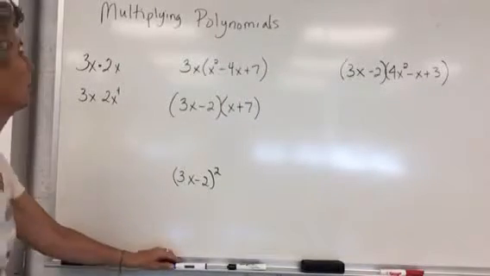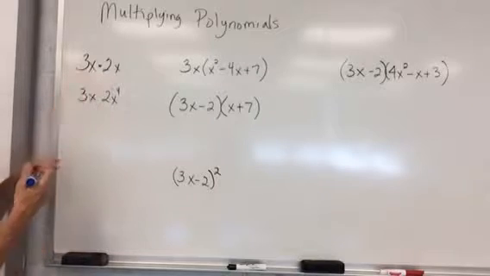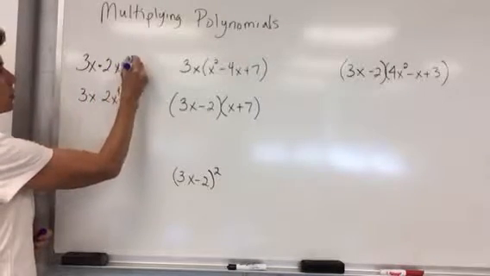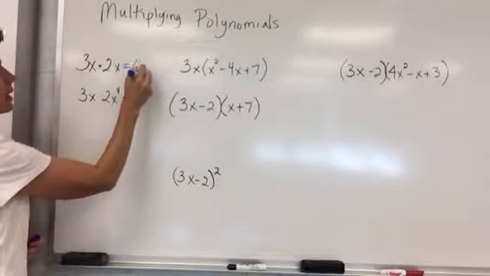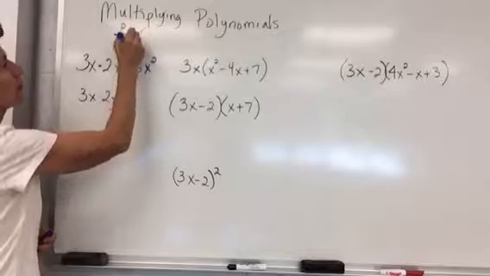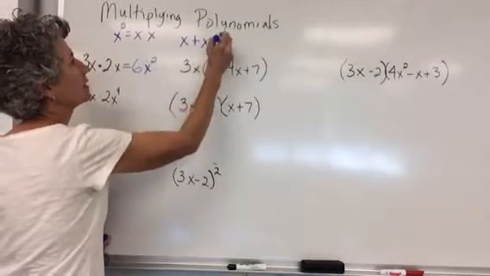Okay, we're going to talk about multiplying polynomials. We'll start with doing some monomials. If you have 3x times 2x, you're going to multiply those coefficients to 6, and then x times x is x squared. So that's what x squared means. X squared means that you multiplied an x times an x. If you had an x plus an x, now you have 2x.